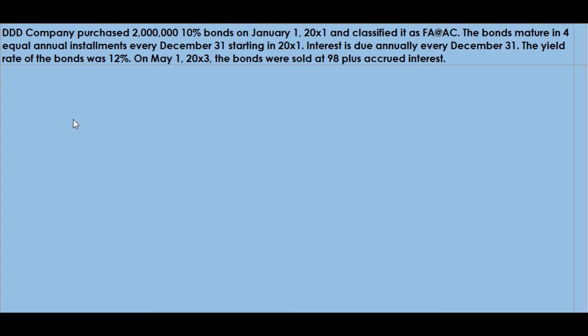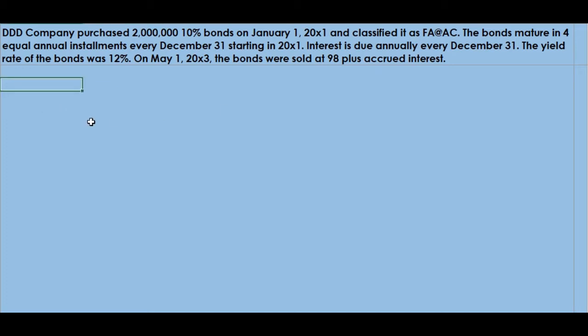Let's start first with the first problem. So the company purchased 2 million 10% bonds on January 1, 20x1 and classified it as financial asset at amortized cost. The bonds mature in 4 equal annual installments every December 31 starting in 20x1. Interest is due annually every December 31 and the yield rate was 12%. And then on May 1, 20x3, the bonds were sold at 98 plus accrued interest.